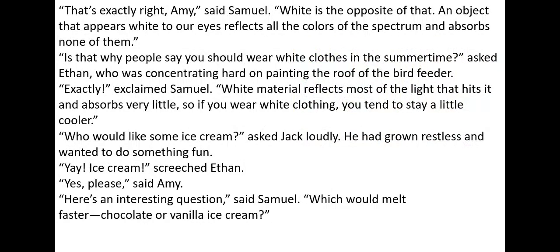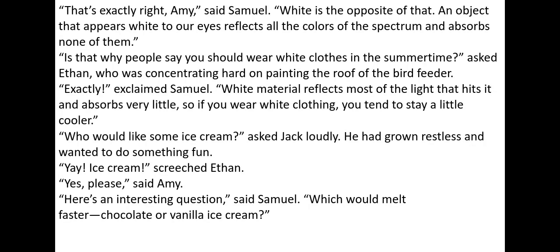"That's exactly right, Amy," said Samuel. "White is the opposite of that. An object that appears white to our eyes reflects all the colors of the spectrum and absorbs none of them." "Is that why people say you should wear white clothes in the summertime?" asked Ethan, who was concentrating hard on painting the roof of the birdhouse. "Exactly," exclaimed Samuel. "White material reflects most of the light that hits it and absorbs very little. So if you wear white clothing, you tend to stay a little cooler."